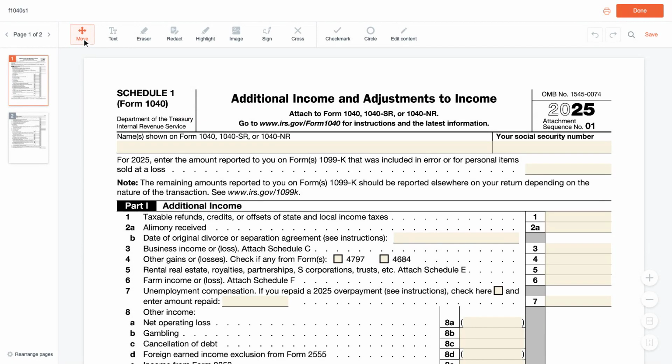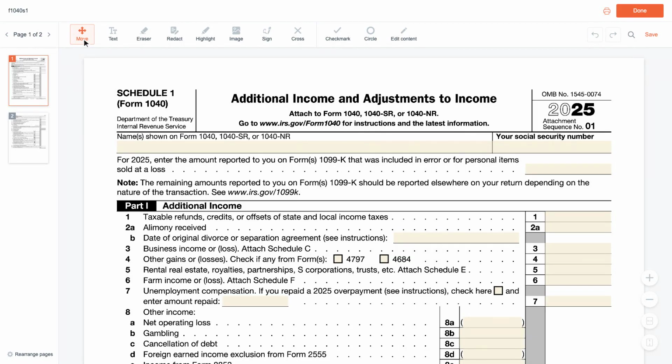Schedule 1 is where you report extra income or adjustments that don't fit directly on your Form 1040. Part 1 covers additional income, things like state tax refunds, business income, unemployment compensation, and other amounts. Part 2 covers adjustments that reduce your taxable income before you get to the standard or itemized deduction. The totals from Schedule 1 flow back to your main 1040.